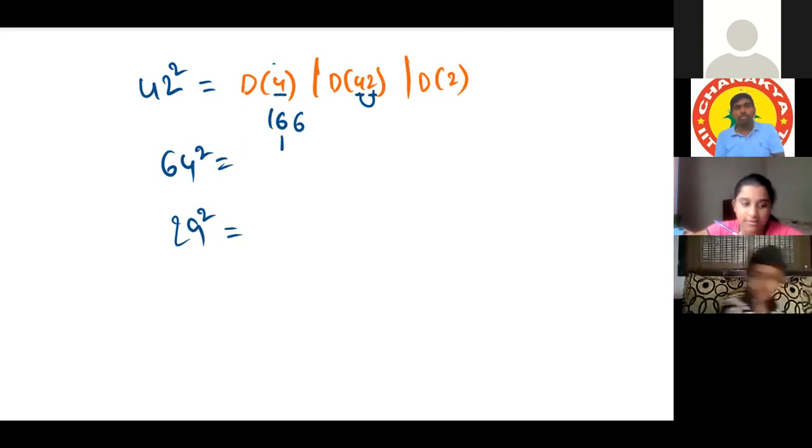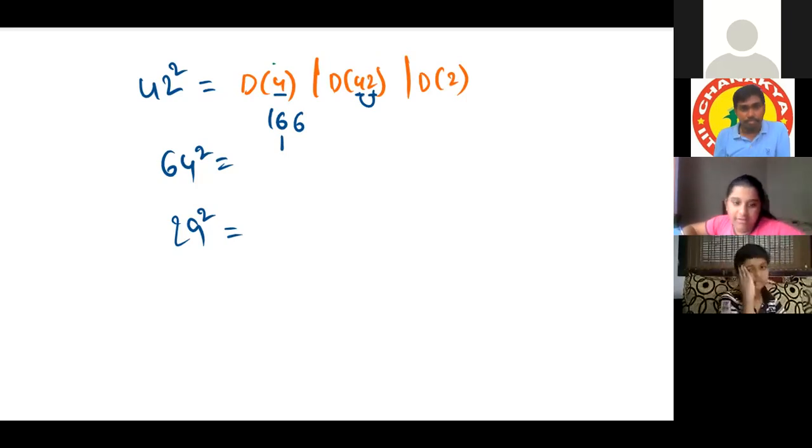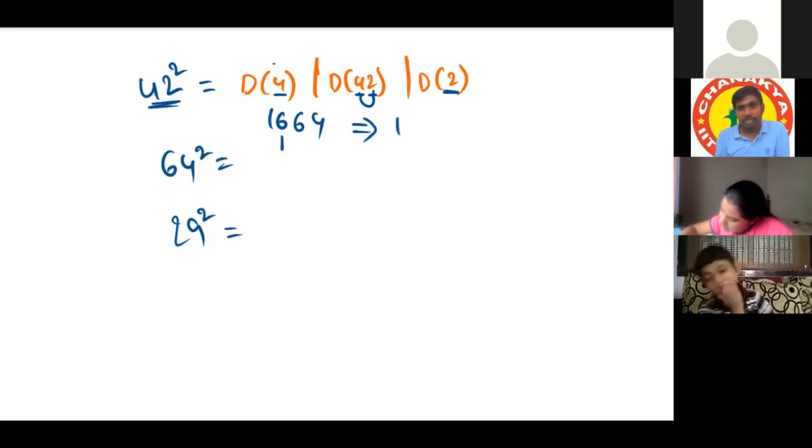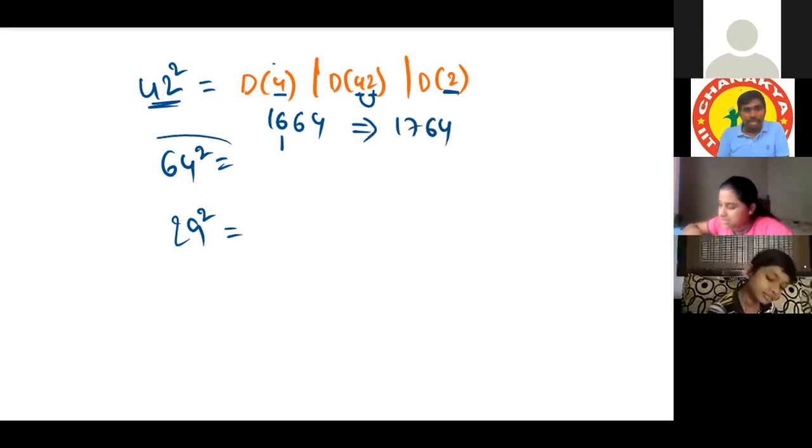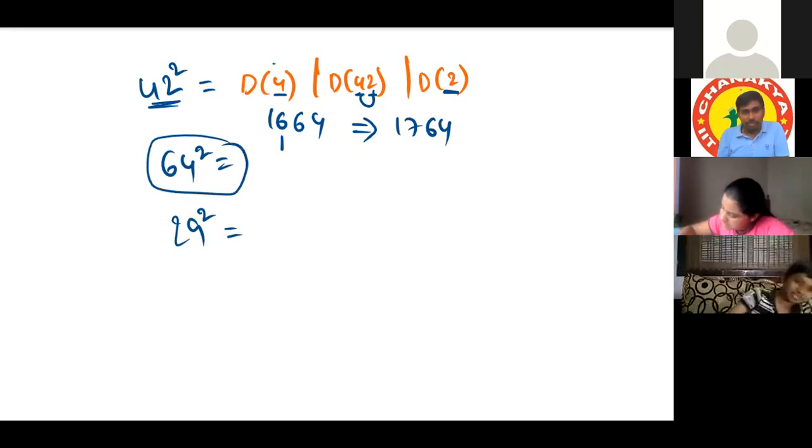Who asked this question? Mahavir, are you clear? I'm not talking about this question, I'm talking about the procedure. Then, for the 2 also you have to do it. 2 square is 4. After balancing, your answer will be 1764. Understood, sir. I will write this one later, and we'll do 29 first because space is not there.